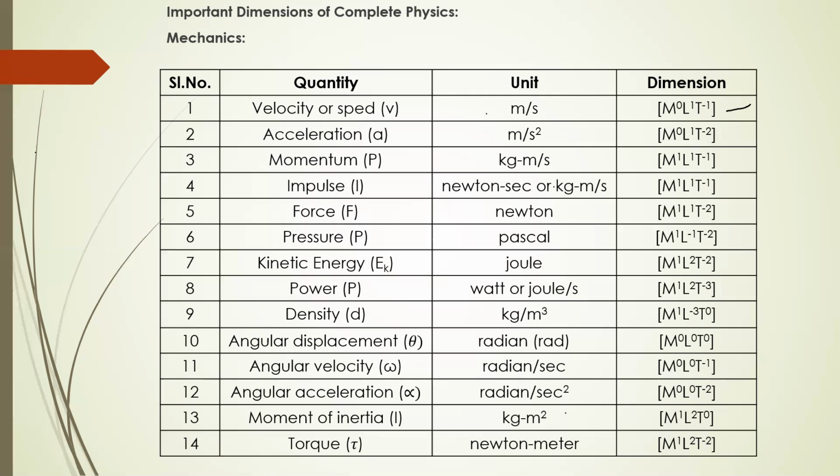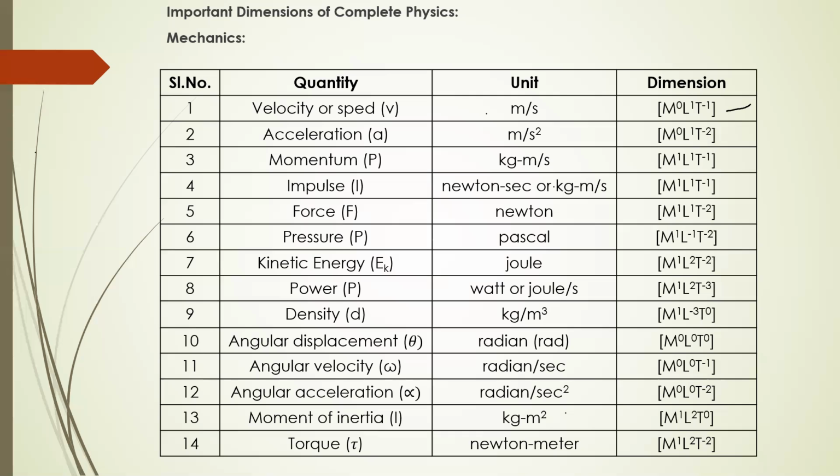Then next we have angular acceleration, that is alpha. It can be written as M raised to 0, L raised to 0, T raised to minus 2. Why? Because it is the ratio of angular velocity to time. That is M raised to 0, L raised to 0, and T raised to minus 2.